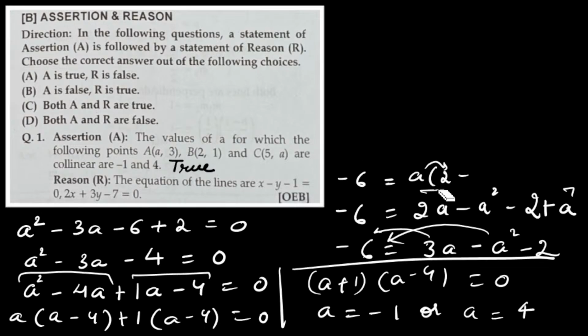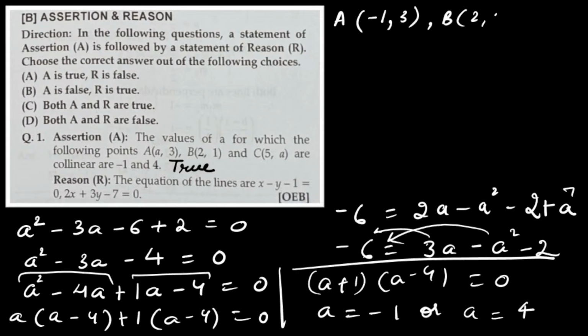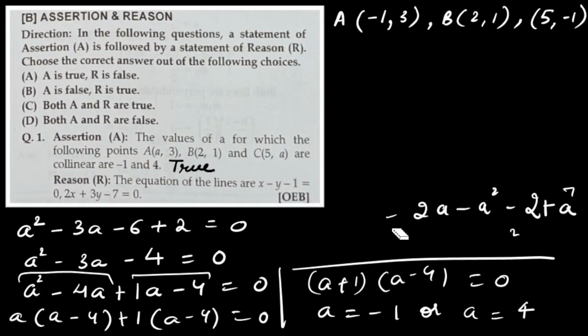So first of all, let me write the coordinates after substituting the value of A. A's coordinates are A comma 3. If I am taking A value as minus 1, so minus 1 comma 3. B's value is 2 comma 1. C's value is 5 comma minus 1. So two values of A we are getting here. First of all, let me find the equation with minus 1. We'll find the equation of AB and BC because we found the slopes also of AB and BC.